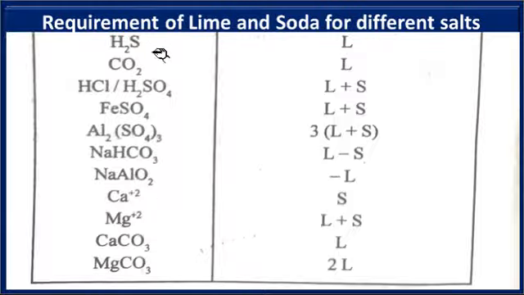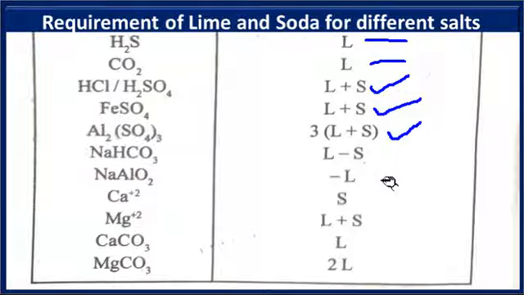H2S, hydrogen sulfide and carbon dioxide gases require the lime only. HCl, H2SO4 mineral acids require lime and soda. Iron sulfate requires lime and soda. Aluminium sulfate requires 3 moles of lime plus soda. Sodium bicarbonate requires L minus S.